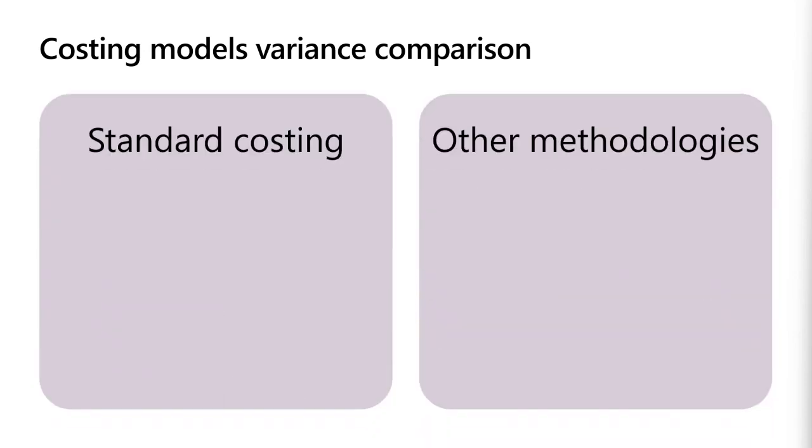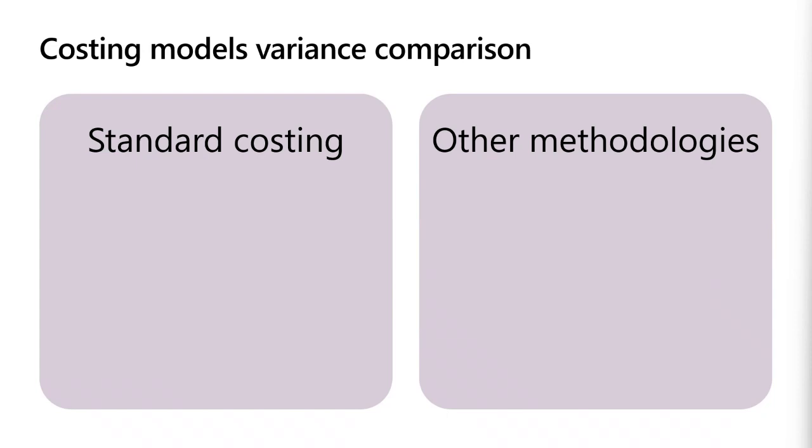One of the reasons many manufacturers choose to use standard cost when it comes to Dynamics is to be able to view variances in much more detail than with other costing methods. Let's review the key differences between standard cost and other cost methods such as FIFO, LIFO, and weighted average as they relate to variance analysis and production.